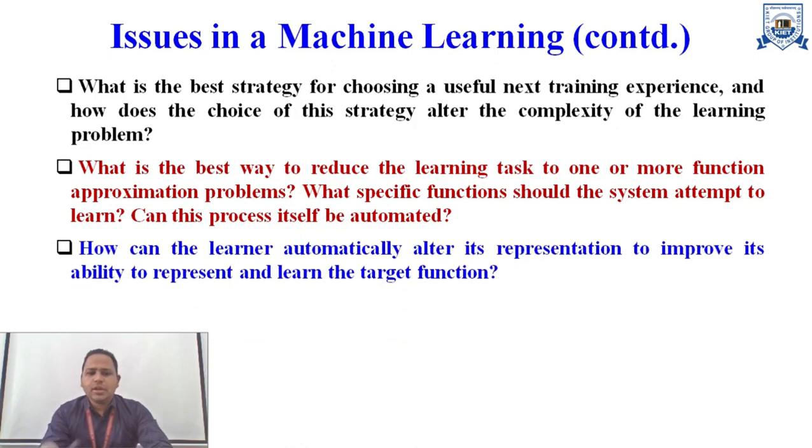And how can the learner automatically alter its representation to improve its ability to represent and learn the target function? Yes. So how is the machine iteratively learning from its own experience, and representing and generalizing the target function? Step by step, it varies the weights, or some kind of values, and comes up with a final target function. So this is how it realizes the learning problem by itself.